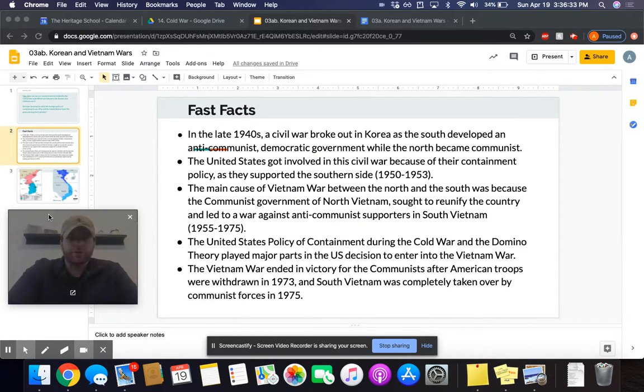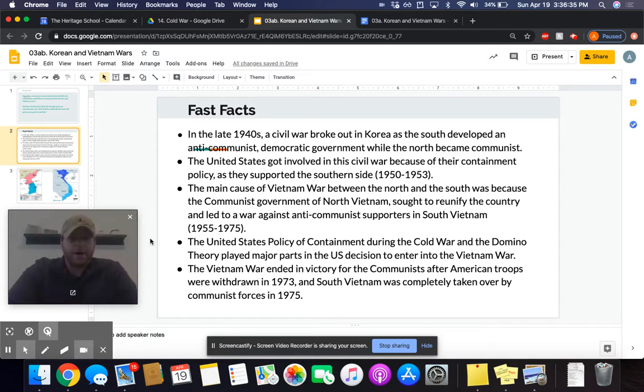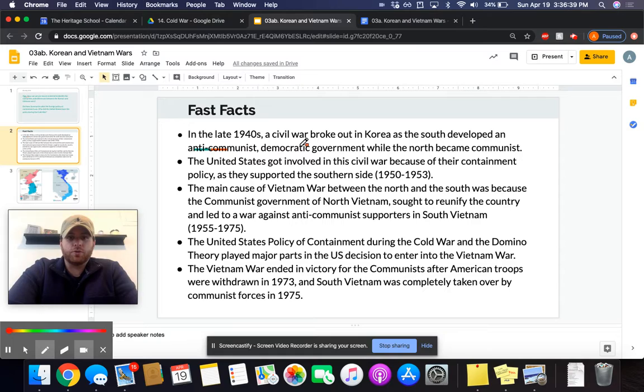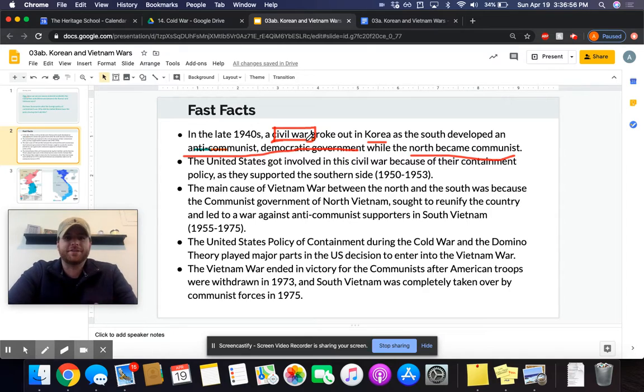All right, so bullet one of our fast facts. It says in the late 1940s, a civil war broke out in Korea as the South developed an anti-communist democratic government, while the North became communist. So one really important thing to remember about the Korean War is it starts as a civil war.